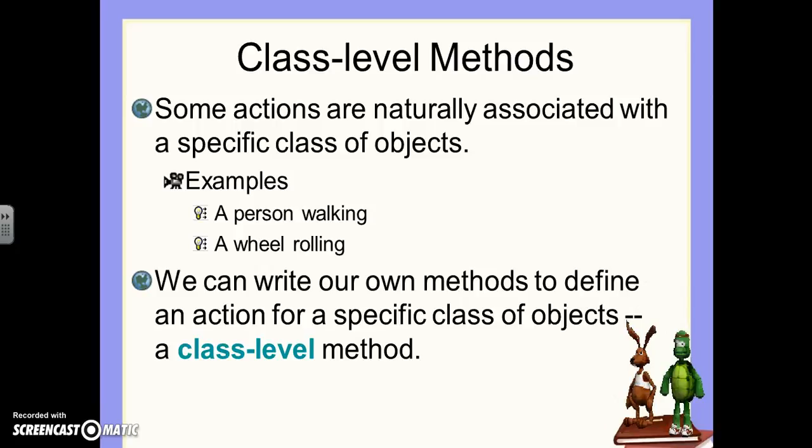Some actions are naturally associated with a specific class of objects. So, for example, what you need to think about is a person walking or possibly even a wheel rolling. We can write our own methods, which we've already done in one of our other examples and labs that you have been assigned, to define an action specific to a class of objects, a class level method. So if we're going to apply a method to a class, it is a class level method.